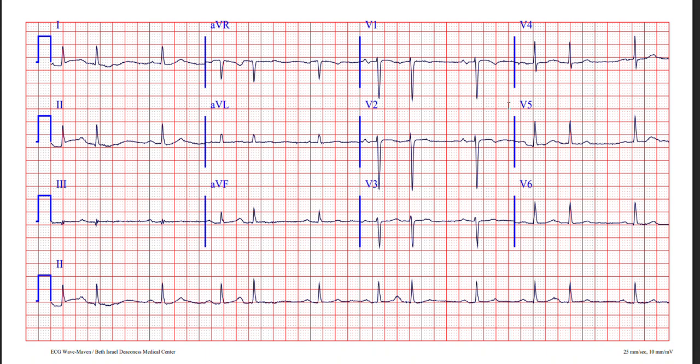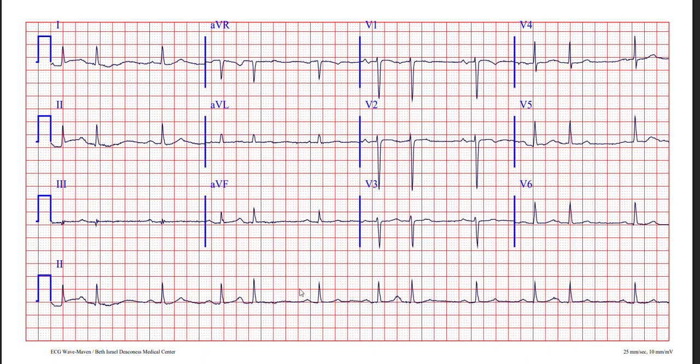So what is the diagnosis? This is premature atrial contraction and first degree heart block, right? So this is premature atrial contraction. You can see this morphology and this morphology are different, and this P wave is occurring early. So you can see the interval between P and P: this P wave is occurring early compared to the earlier P wave. So that's why we call it premature atrial contraction.